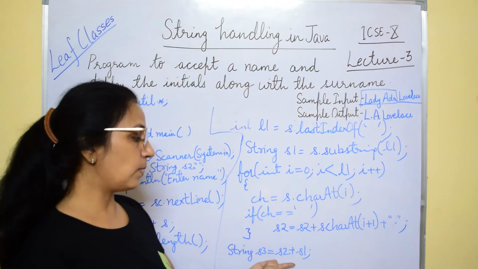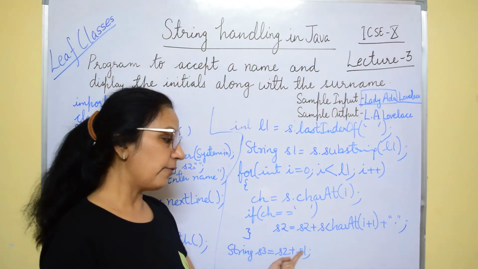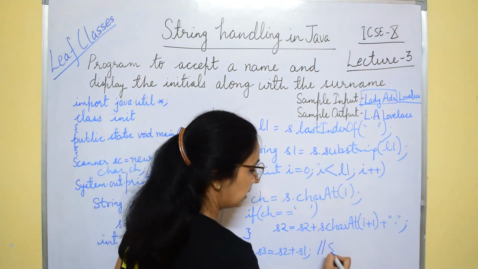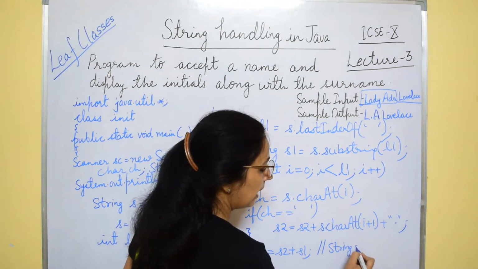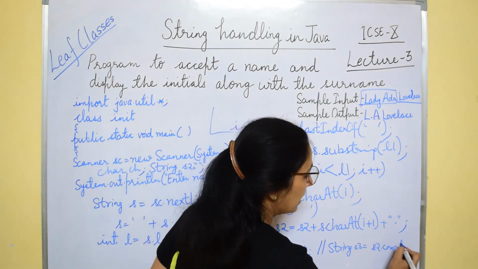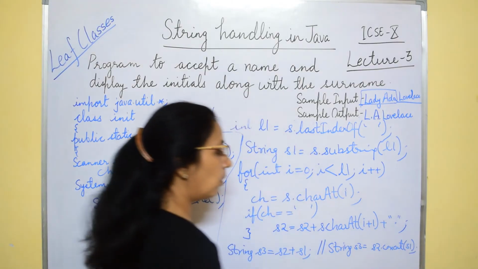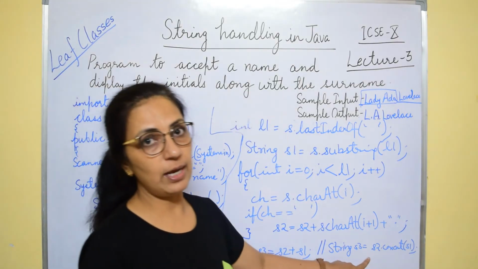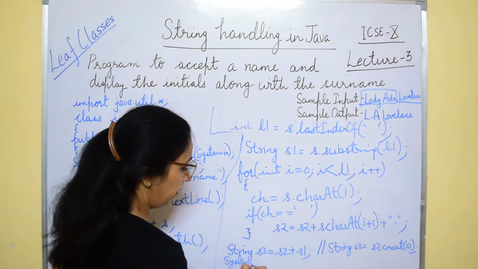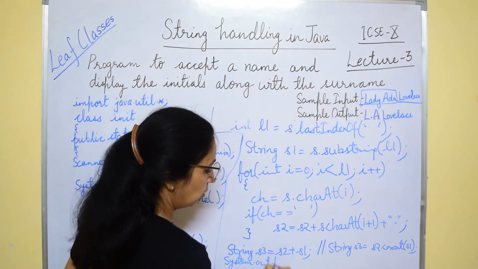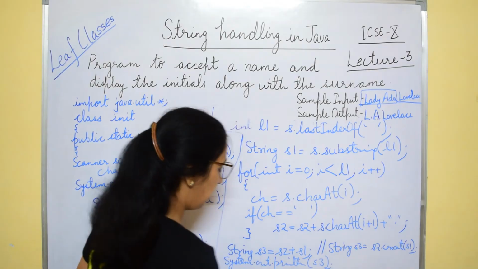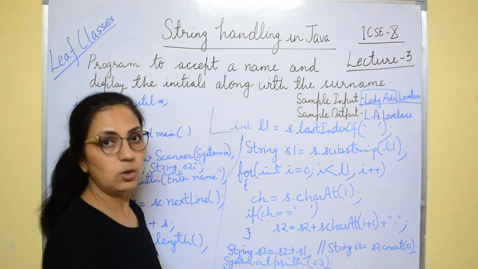So after this we are using the plus operator for joining these two strings, or in place of this you can write like this also, string s3 equals s2.concat(s1). Both are correct, whichever you feel like, you can do. Then after that you will print System.out.println and print the string s3, then you close main and then you close the class.